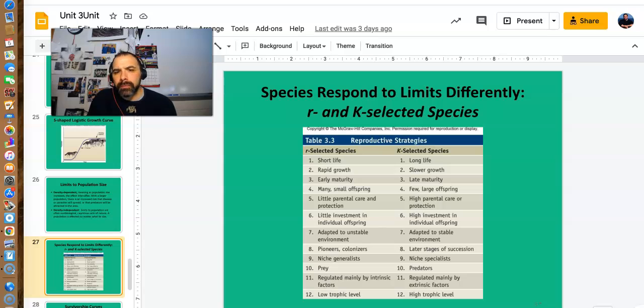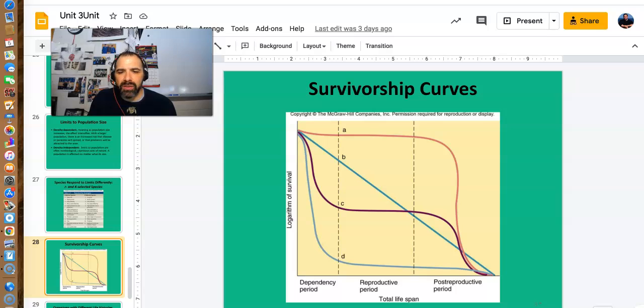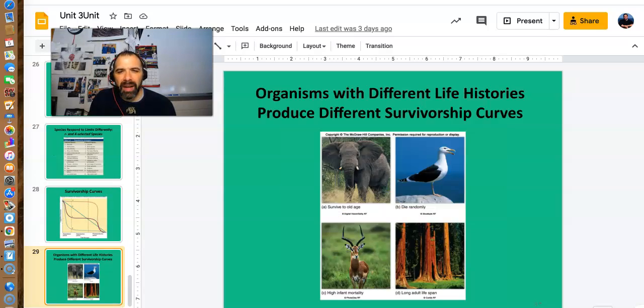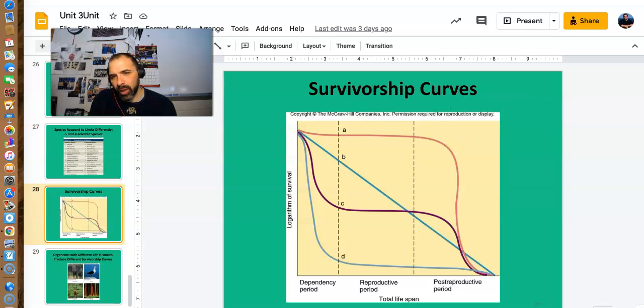Species respond to limits differently. So you've got r and K. r-selected species have very short lifespans and rapid growth. Think of insects. K-selected are you. r-selected are things that produce a lot of offspring that don't survive, but K-selected are basically humans, and we'll talk more about that. Then there are also survivorship curves, which we'll talk about in how they interact. For me to try to do a survivorship curve here via the video would not be the best, so we'll save this one for class.